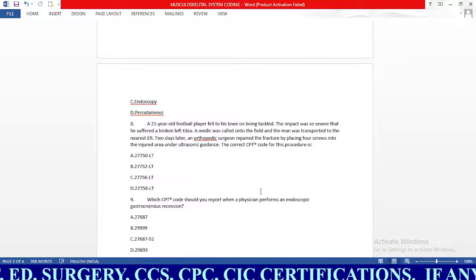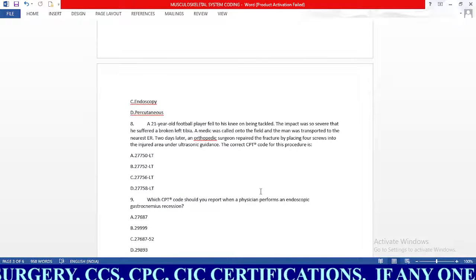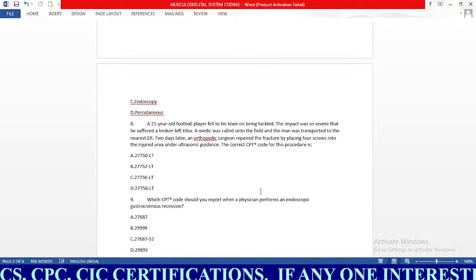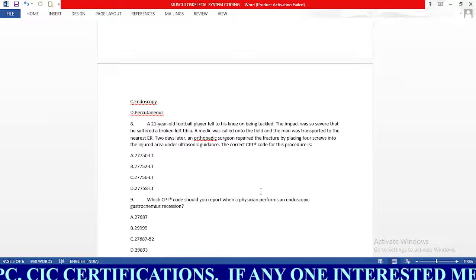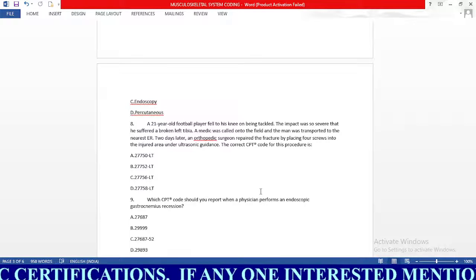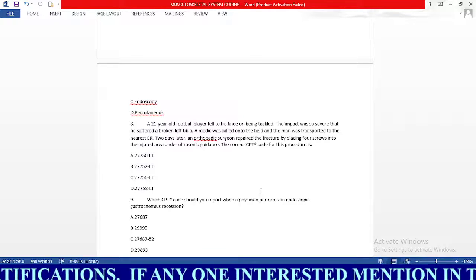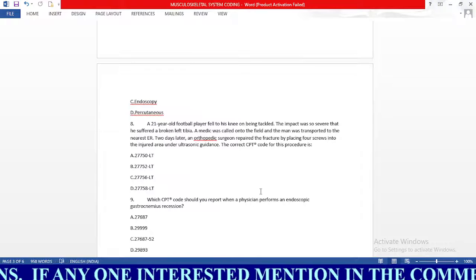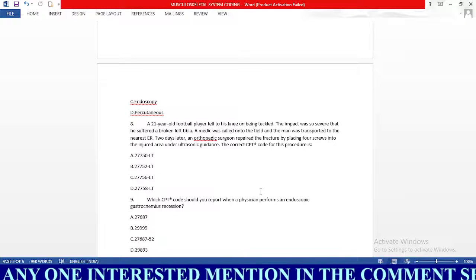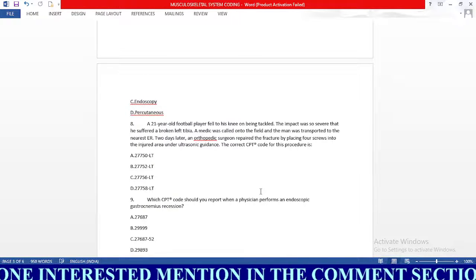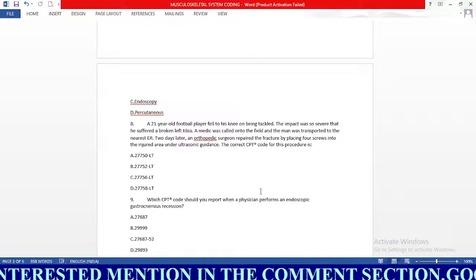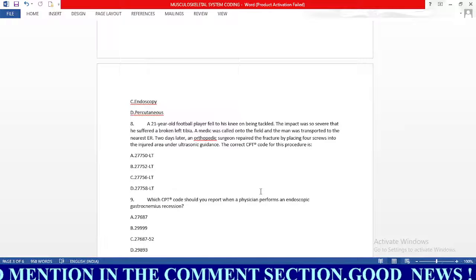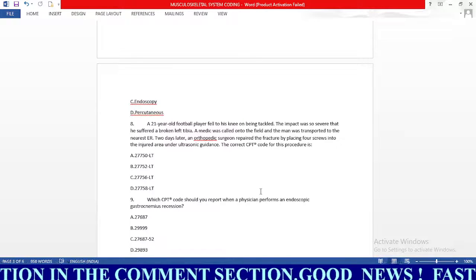Yeah, now time is over. So we will discuss this answer. Which CPT code should you report when a physician performs an endoscopic gastrocnemius recession? Write your answers in the chat box if anyone completes.